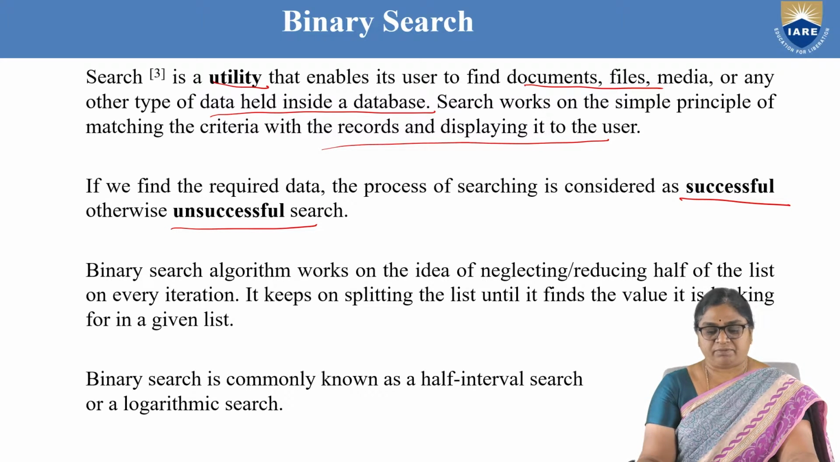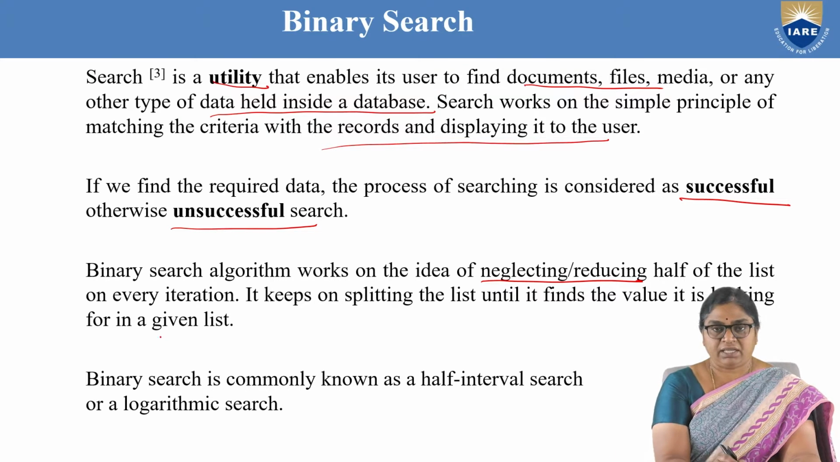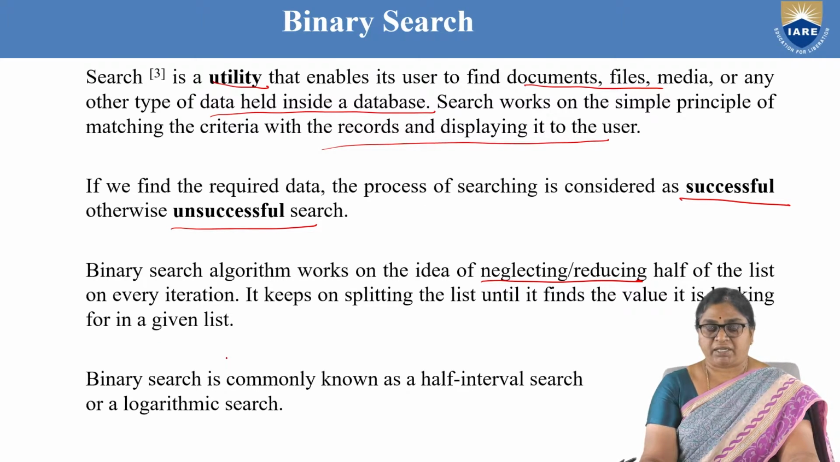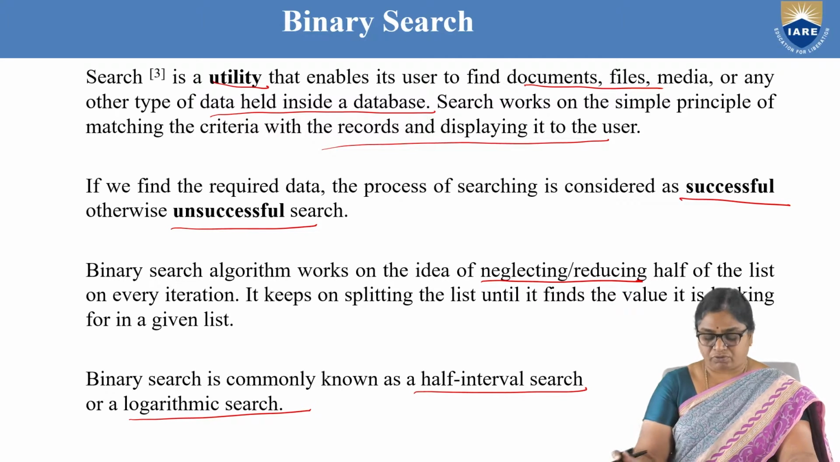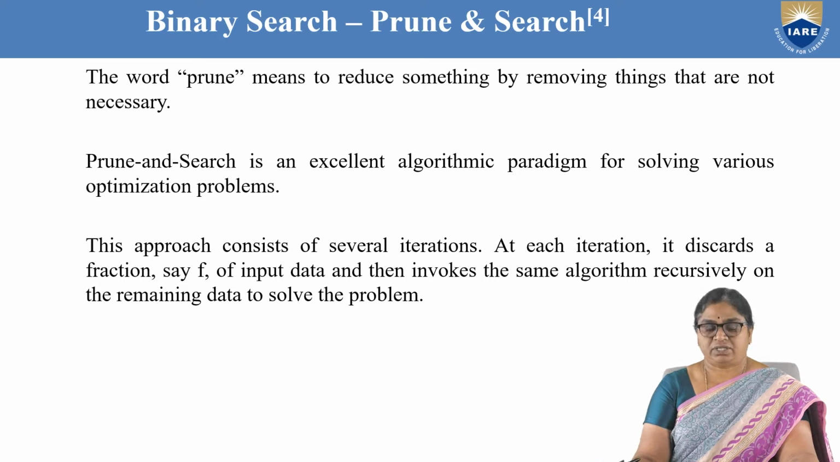Binary search algorithm works on the idea of neglecting or reducing half of the list on every iteration. It keeps on splitting the list until it finds the value it is looking for in a given list. Binary search is commonly known as half interval search or a logarithmic search. Sometimes it is also known as prune and search algorithm. It is a best example for prune and search algorithm.